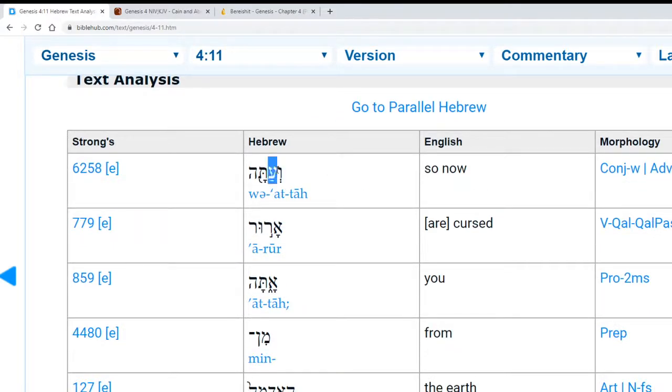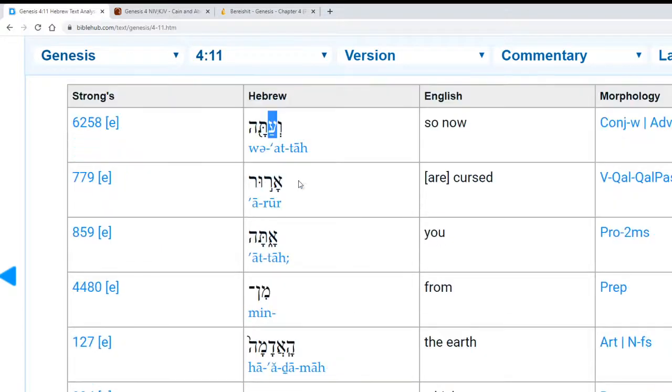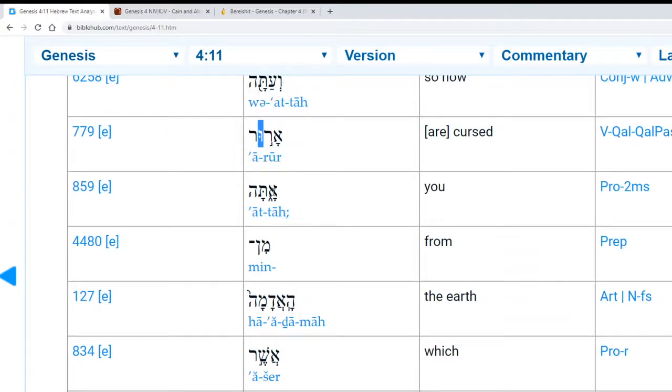Conjunctive vav, this is ata with an ayin, meaning now. Et is a time. Ata can mean now, right? At this time. The arur, we've had curse before, and that vav there is telling you cursed. It is in the past participle, they're saying. So the root is aleph resh resh, and the arur there is saying cursed, right? Ata, you are. The verb to be is inferred there.